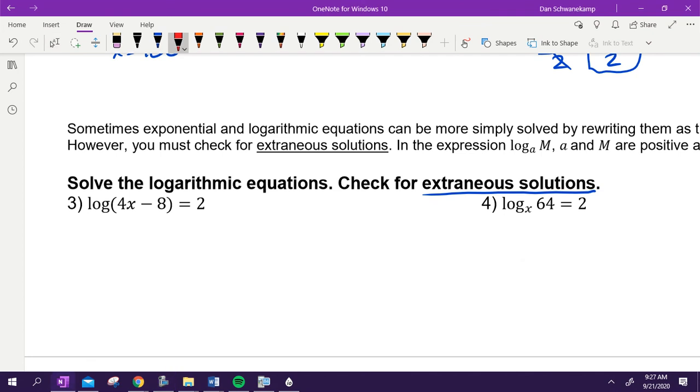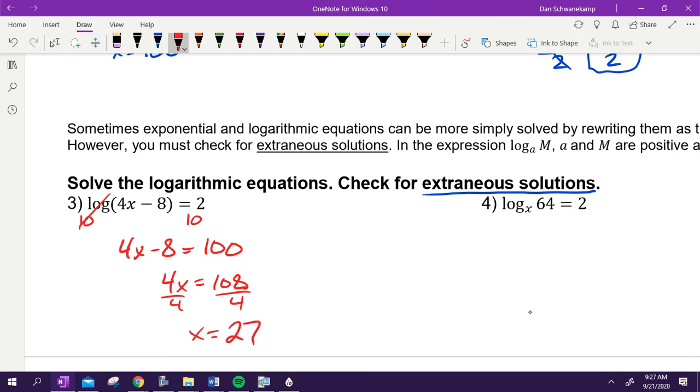Here we go. We're solving number 3. Jack, how'd you solve number 3? Good. Base of 10 on both sides. That cancels. 4x minus 8 is equal to 10 squared, so 100. Add 8. 4x equals 108. Divide by 4, divide by 4. X is equal to 27. Done.